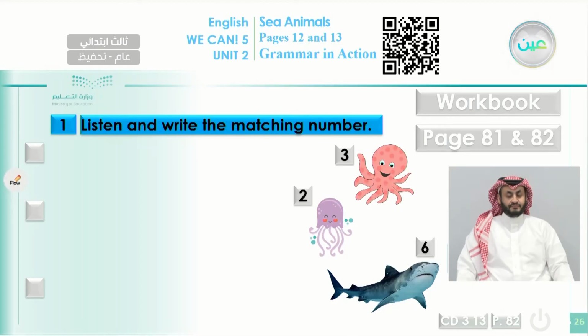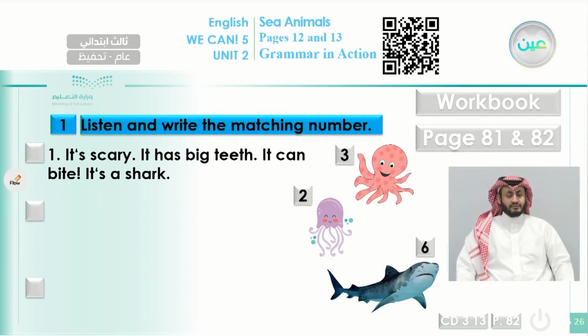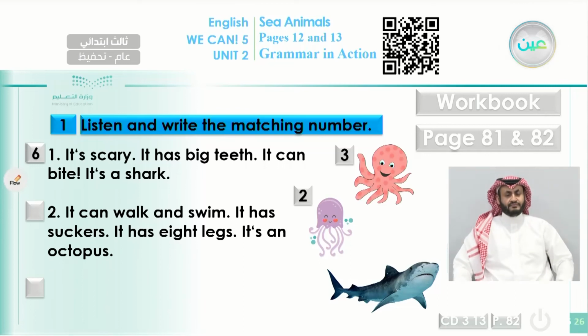Exercise 1. Listen and write the matching number. It's scary. It has big teeth. It can bite. It's a shark. Did you guess right? It's number 6. It can walk and swim. It has suckers. It has 8 legs. It's an octopus. It can sting. It's not a fish. It's like jelly. It's a jellyfish.